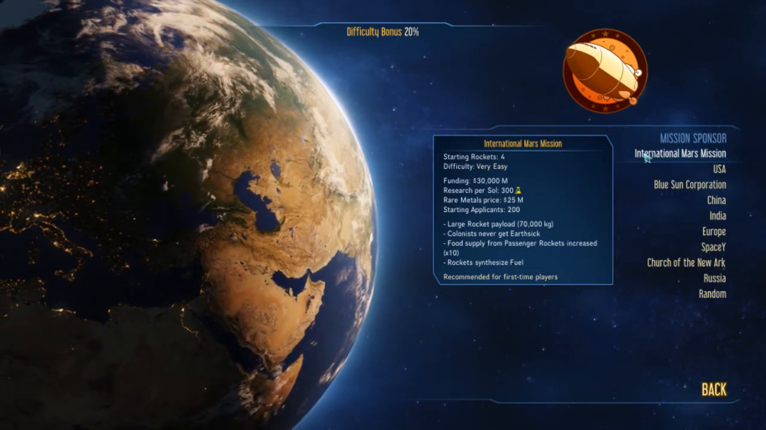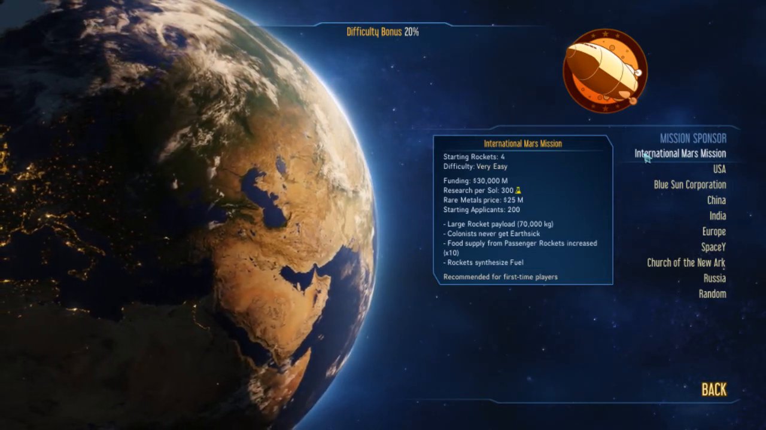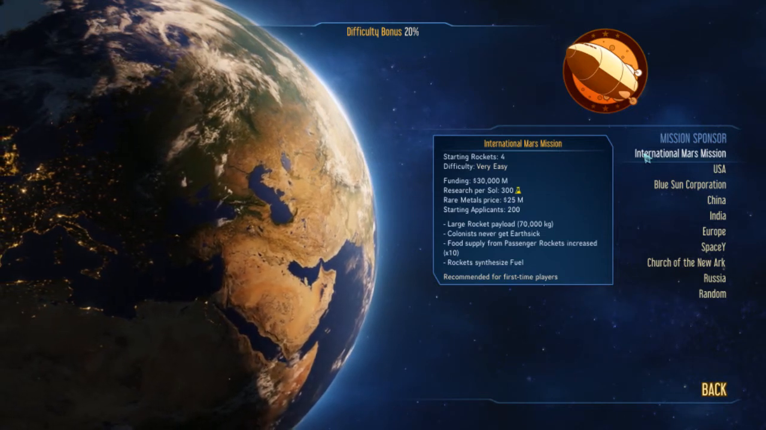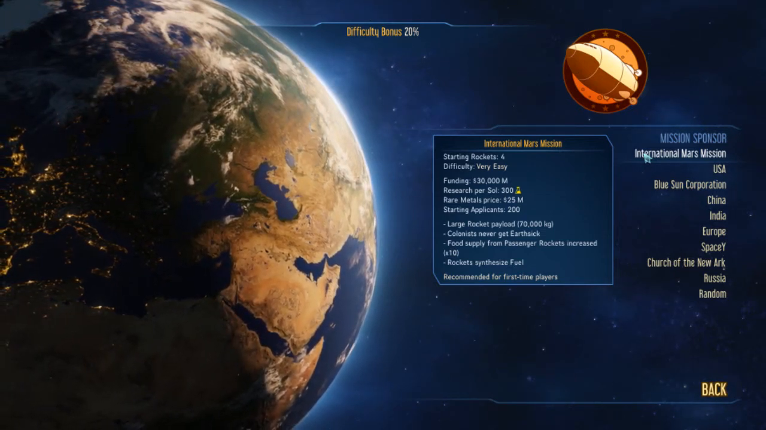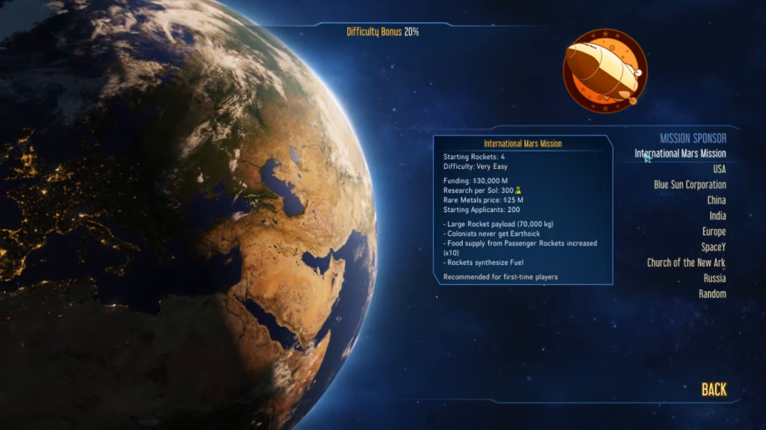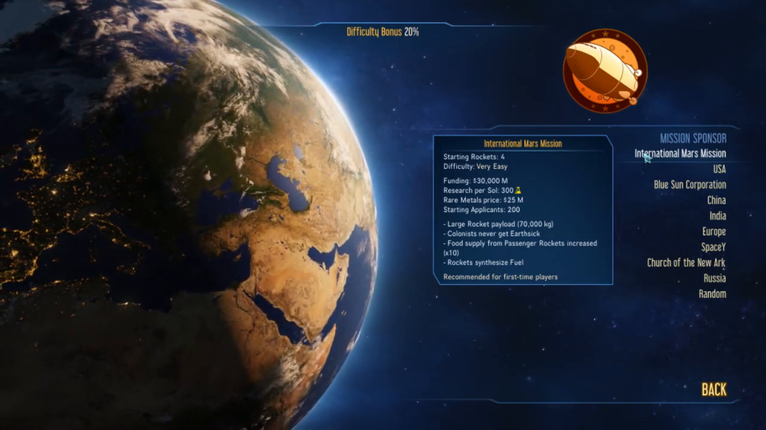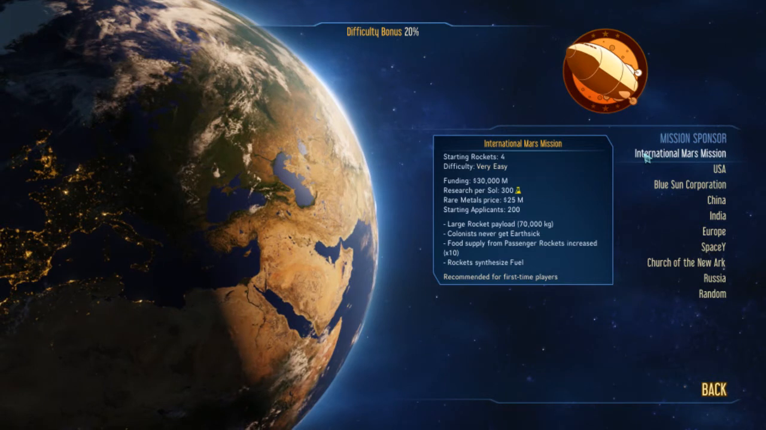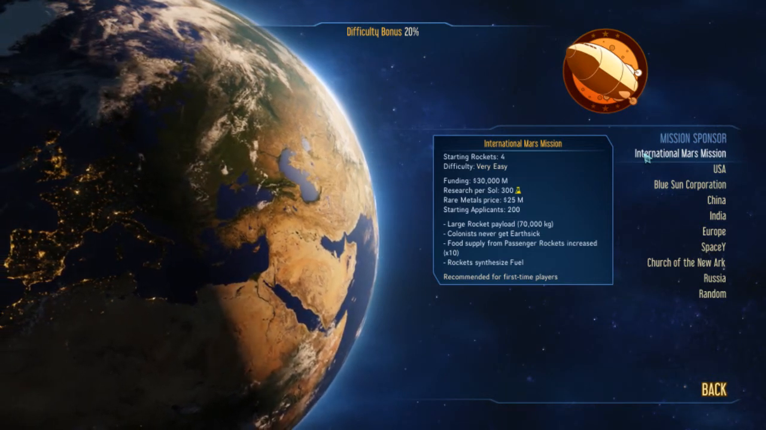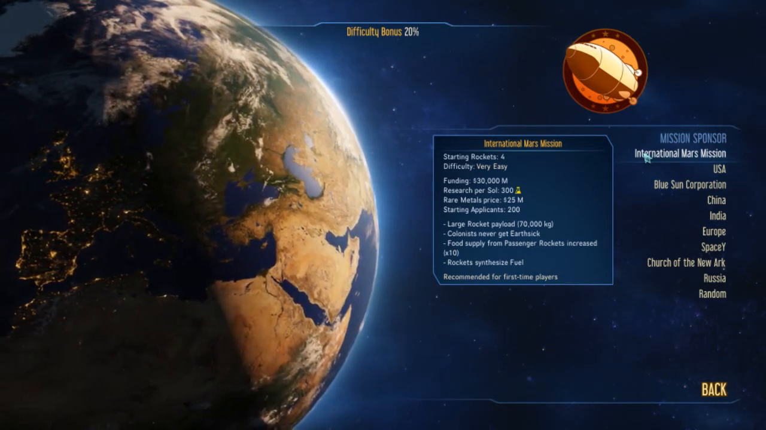If you have more rockets, you're going to be able to send more shipments to Mars without having to refuel, and it's going to be a fairly useful resource. Now, honestly speaking, I find that you can get by just fine with two, and I find that you rarely need more than three. So the starting rockets of four for the International Mars Mission is a little bit wasted. You don't need four of them.